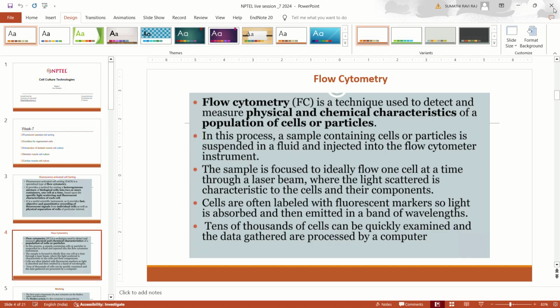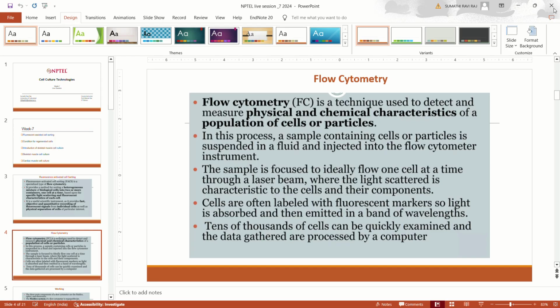So this suspended sample will flow, and the flow rate will be one cell at a time, at which the light or the laser beam will hit. So the suspension is always a fluid suspension, and it has to be neatly resuspended so that it will have single cells. Then the sample is focused to ideally flow one cell at a time through a laser beam, where the light scattered is characteristic to the cells and their components.